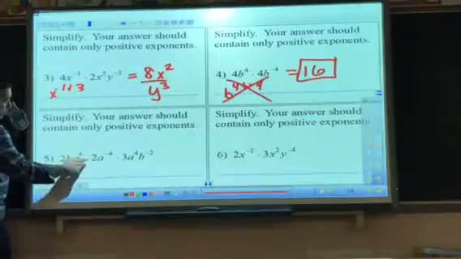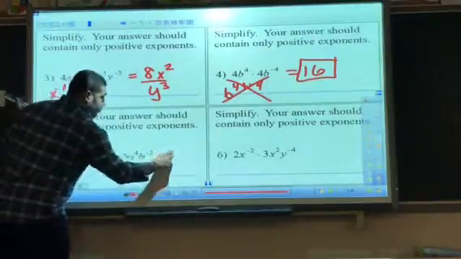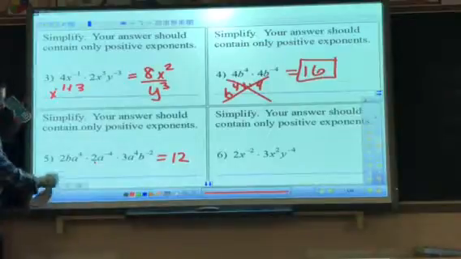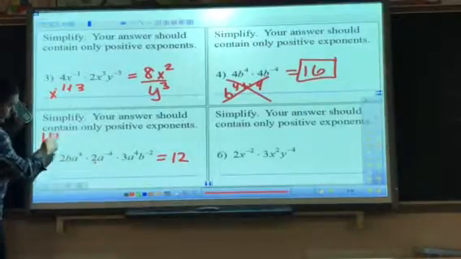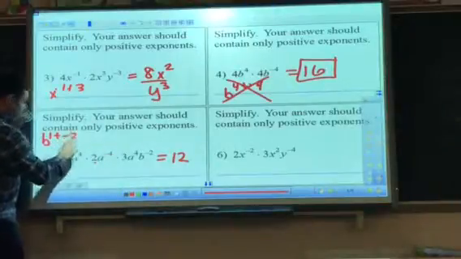Number 5. 2 times 2 times 3, that's 12. My b's, so that'd be b to the first plus b to the negative 2.